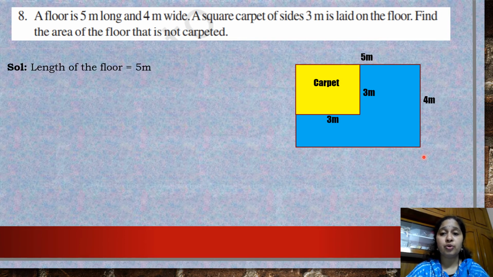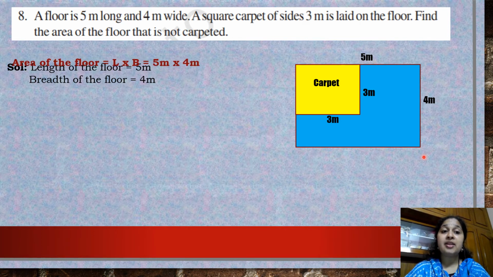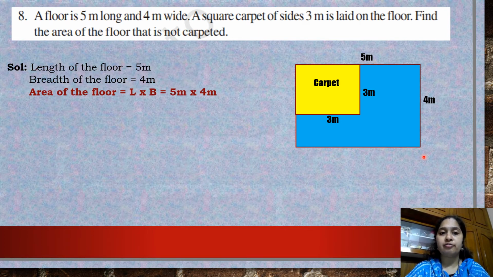Length of the floor is 5 meters. Then breadth of the floor is 4 meters. Then we have to find the area of the floor. So area of the floor is in the rectangular shape. So length into breadth, which is 5 meters into 4 meters. That's nothing but 20 square meters.